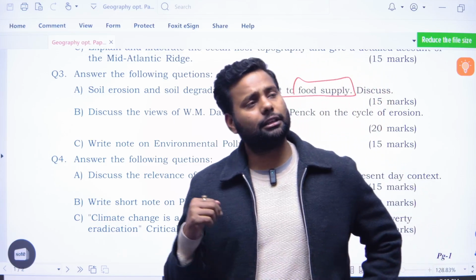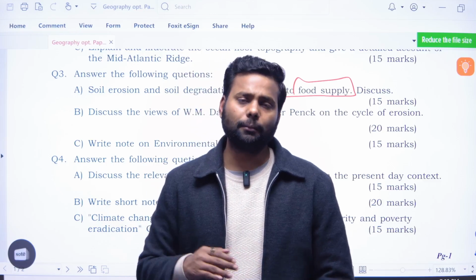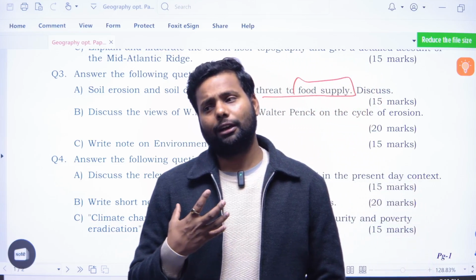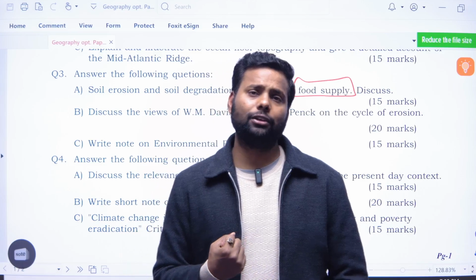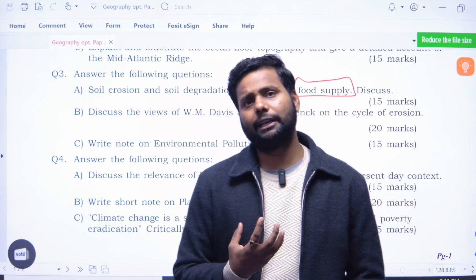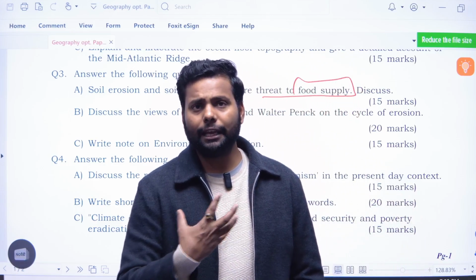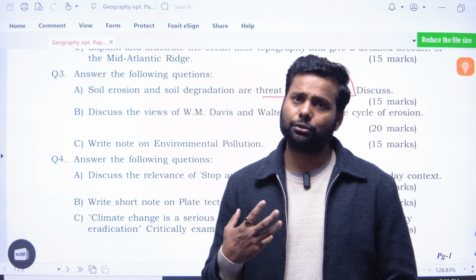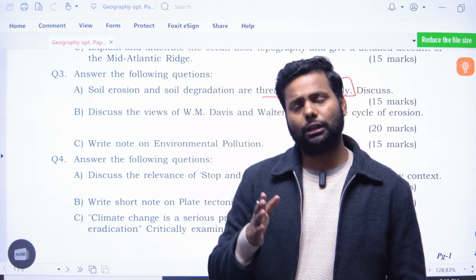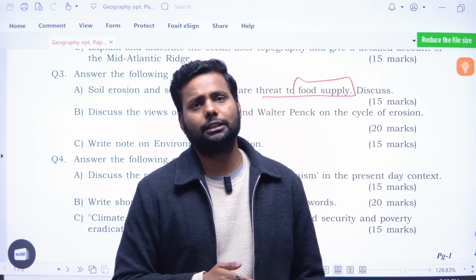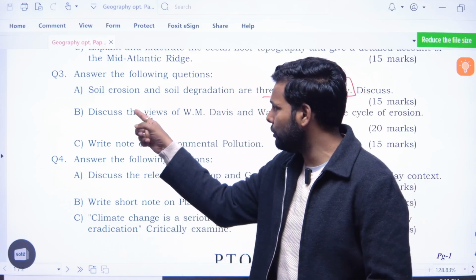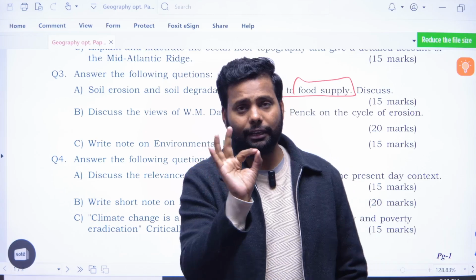Soil erosion doesn't mean only the removal of organic materials from the upper layer. Soil erosion is caused by over irrigation, by waterlogging, by illegal settlement, and by deforestation. So there are many reasons, including natural reasons as well as anthropogenic reasons. You have to simply say what soil erosion and soil degradation are, connected with the food supply.